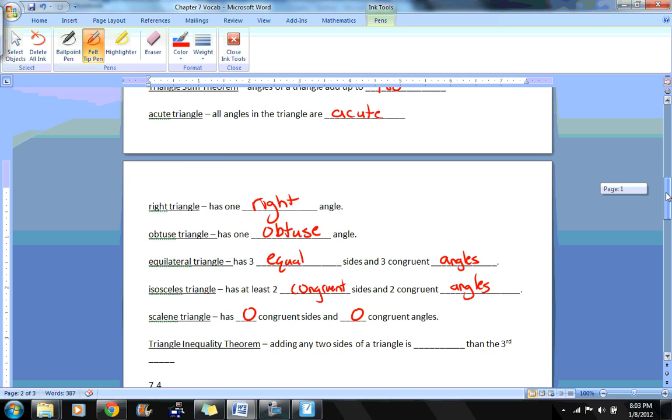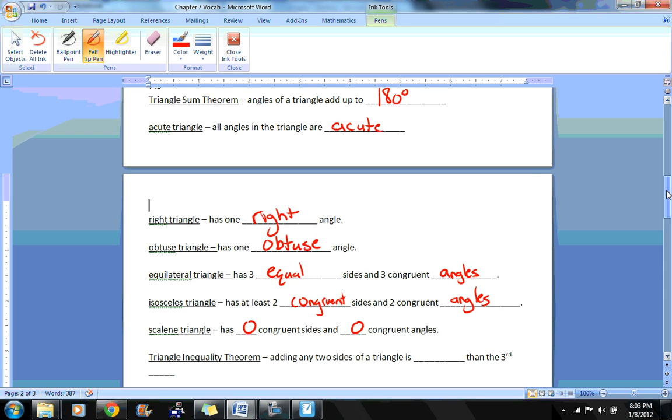And move down to the last one. I know we're moving quick, but you can pause it at any point. Adding any two sides of a triangle is greater than the third side. Meaning, if you have a triangle, if you take any two of those sides and add them together, that sum will be larger than the third side. And we're going to go into great detail on all these. I just wanted to make sure we get that sheet filled out correctly.